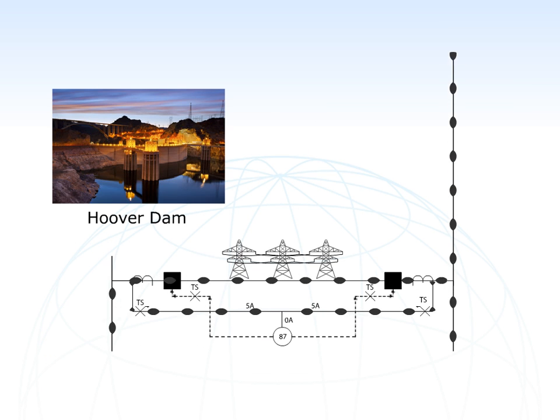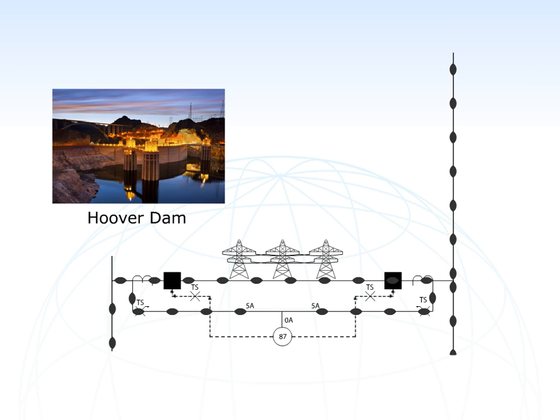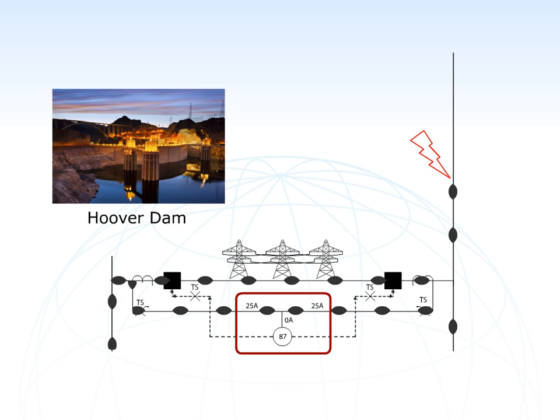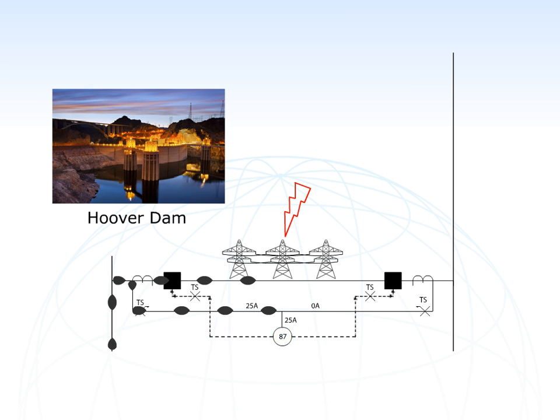Differential protection monitors the current entering and leaving the transmission line and sums them together. If the currents cancel each other out, the differential relay will not trip because the system is either operating normally or there's a fault that's not on the transmission line. If the current and voltage leaving the transmission line do not cancel each other out, the fault must be on the transmission line, and the relay will open both circuit breakers.